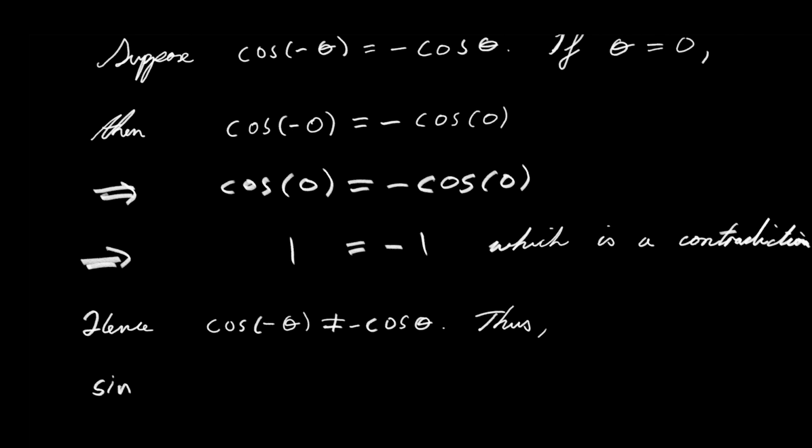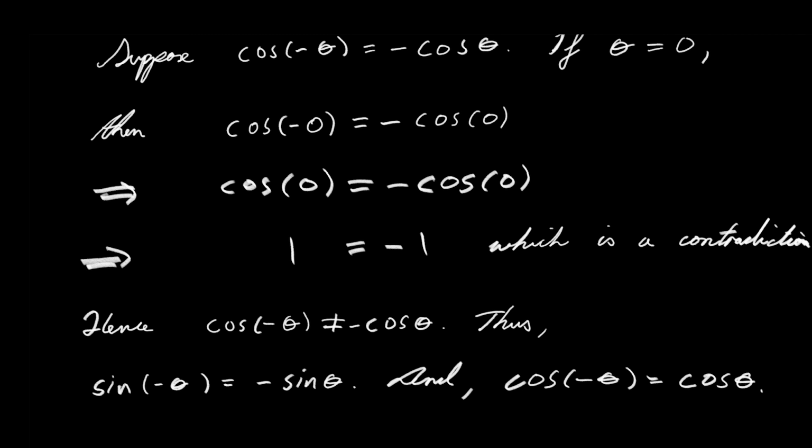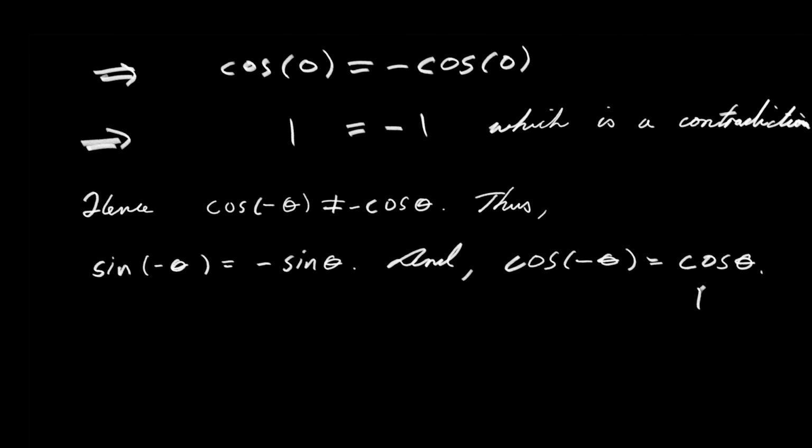The sine of negative theta equals -1 times the sine of positive theta, and the cosine of negative theta equals the cosine of theta. So this completes the proof. We can write a little square, which is always a nice feeling.